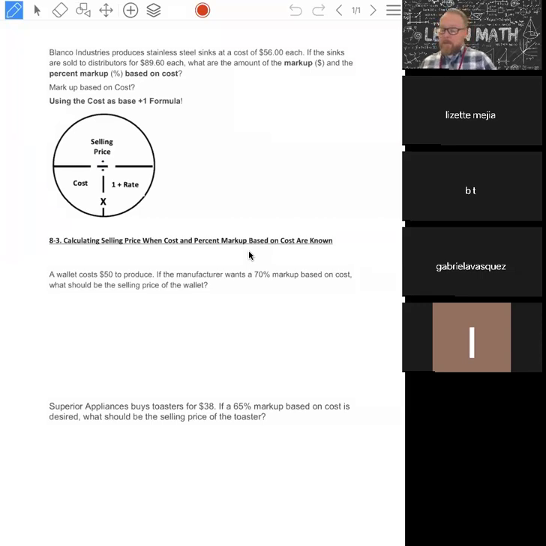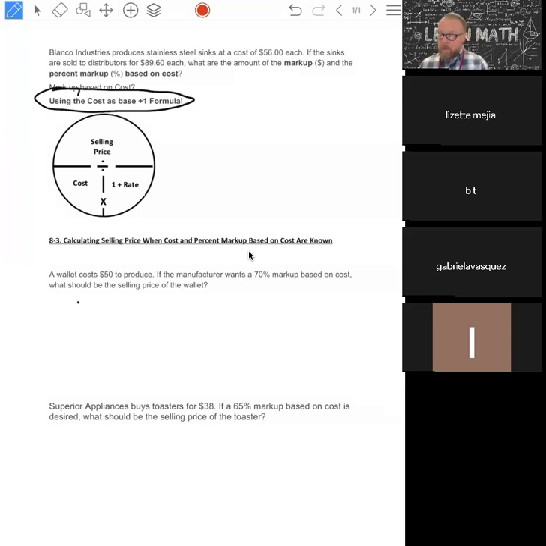So there's the same question. This time I used the cost plus one formula. If it ever says markup based on cost and you have the selling price, you can use this formula to solve it, and it's 1 plus the rate. If they're looking for the selling price, the cost, or the rate, you would use this formula right here. We'll apply that looking down at section 8-3, which is calculating the selling price when cost and percent markup based on cost are known.